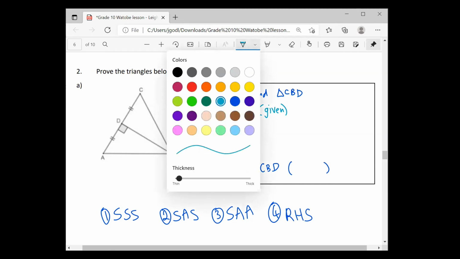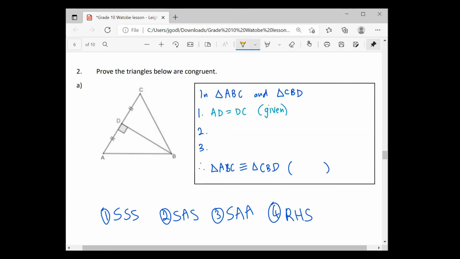So that one, they haven't told us. So they are equal to each other, but they haven't told us they're equal to each other. So we're not allowed to use it as a reason. We only can use sides that, if they've shown. So if there were three lines like that and that, then we could say that they're equal. But because they haven't told us, we're not allowed to.